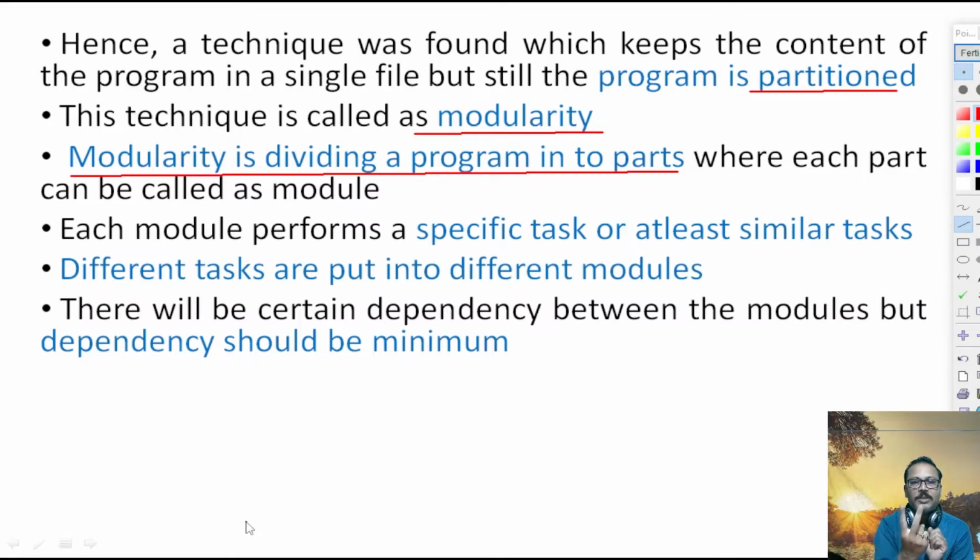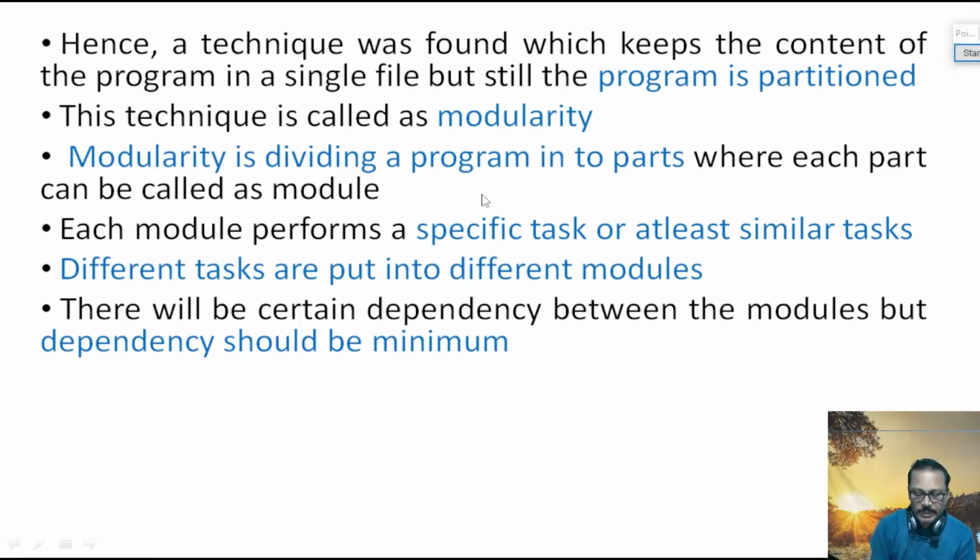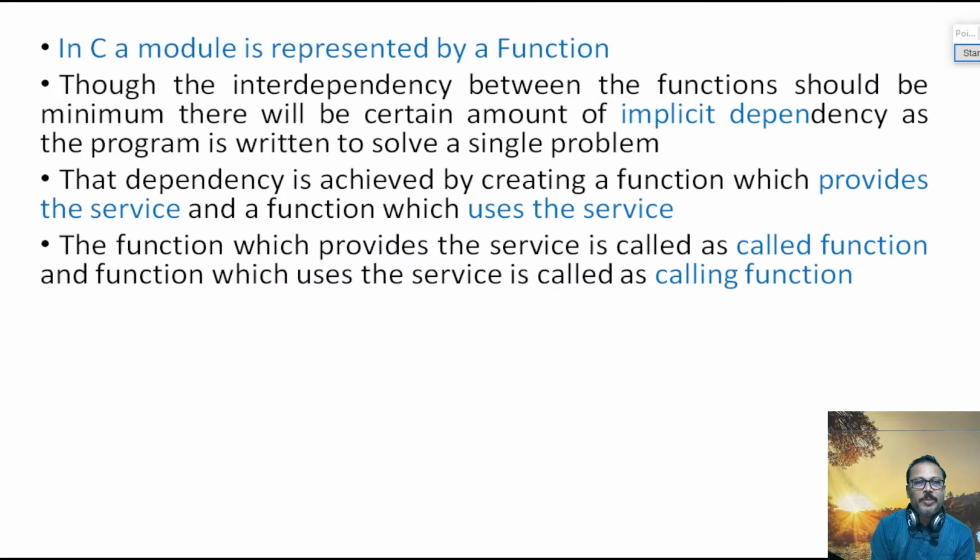But different tasks should be performed by different modules. Of course, there will be certain dependency between the modules. You are dividing the program into parts, but parts are modules, but there will be dependency between the modules. Okay, what kind of dependency we will see? And how much can be the dependency? So the general concept is your program is divided into modules where each module is a part of the program.